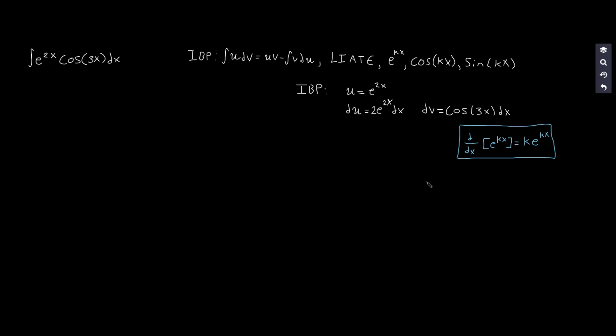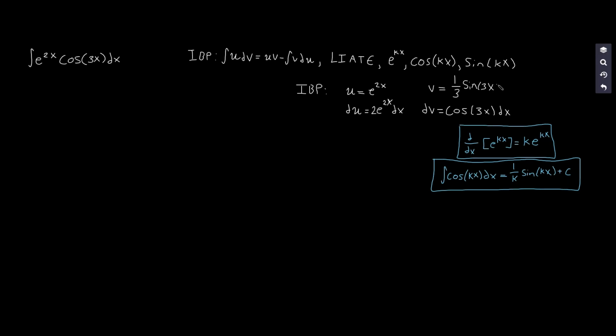Integration with respect to x. And so now I'm going to take the integral. I'm going to find v, and I'm going to find v by taking the integral of cosine of 3x. So that would mean that cosine of 3x is going to become 1 over 3 times sine of 3x. I'm pretty sure.